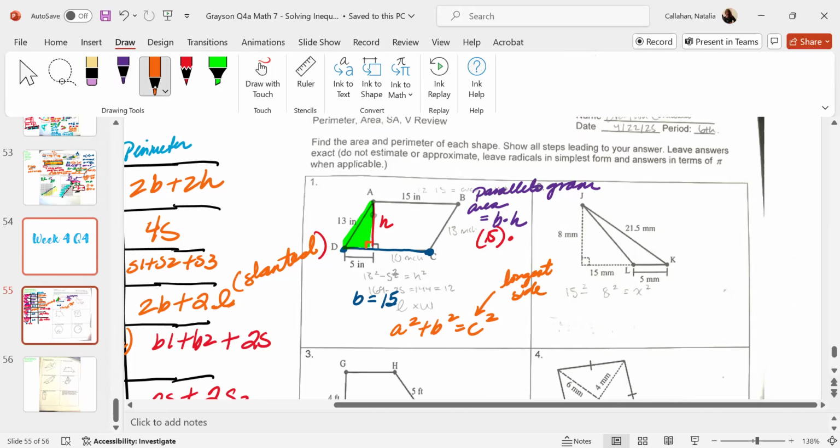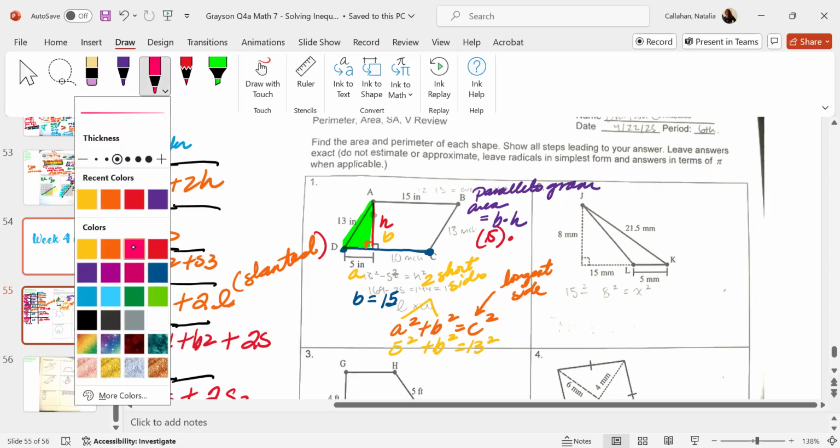So then, naturally, we know that 13 is going to be C. 13 squared, correct? The other 2 are shorter sides, and it doesn't matter which one's which, okay? So I'm just going to say 5 is A, and we'll call that B. Do you see that? So put 5 squared plus B squared equals 13 squared. We want to find B, correct?